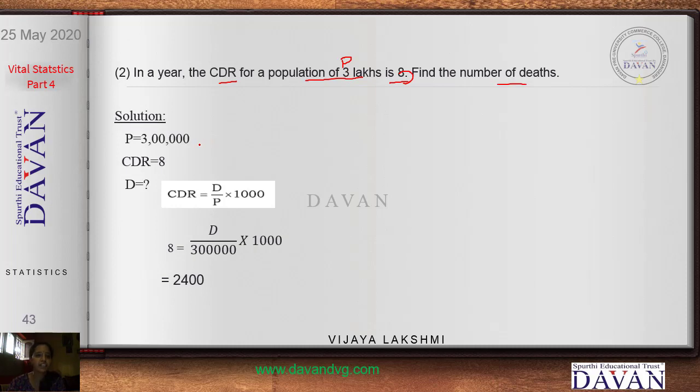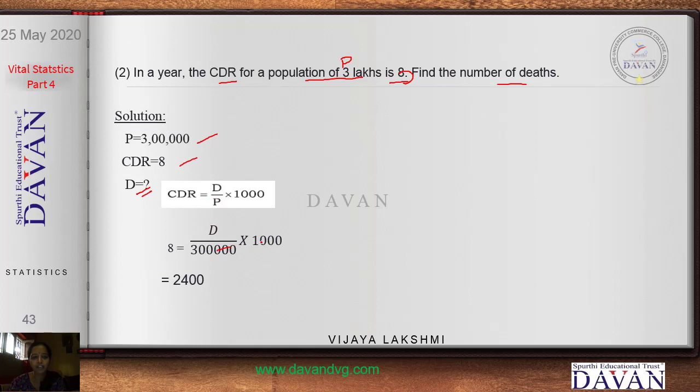Now write the given data. P value is 3 lakh, CDR given is 8, and you have to find the value of D, that is deaths. Write the formula: CDR is equal to D by P into 1000. Substitute the values. 8 is the value of CDR, equal to D, which we don't know, divided by P, which is 3 lakh, into 1000. So you can simplify this.